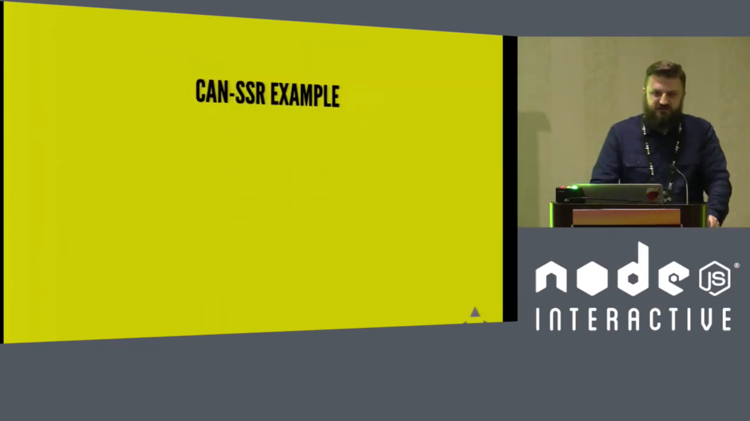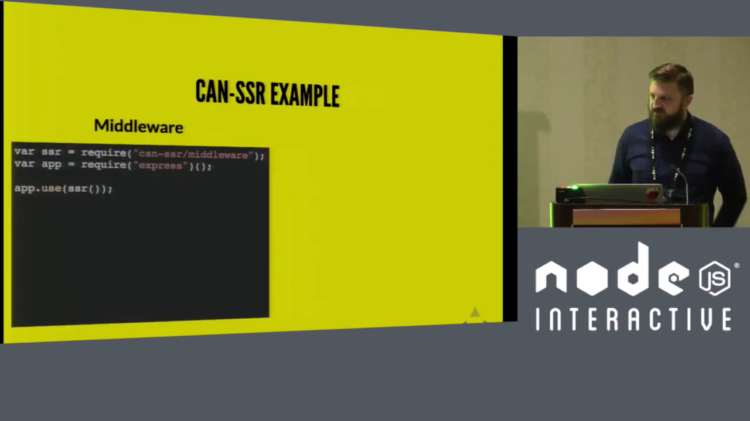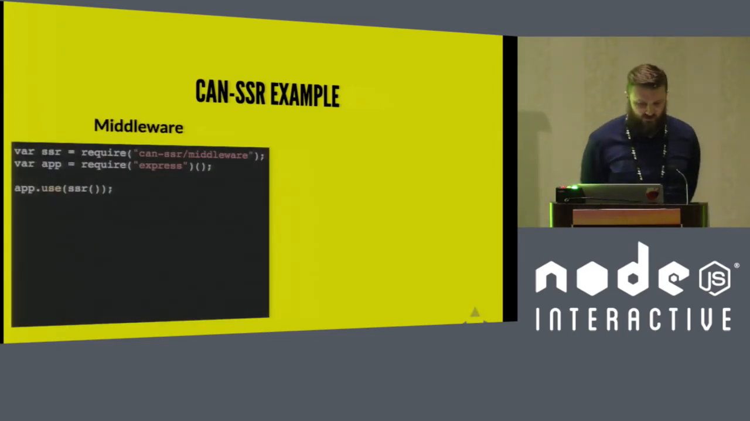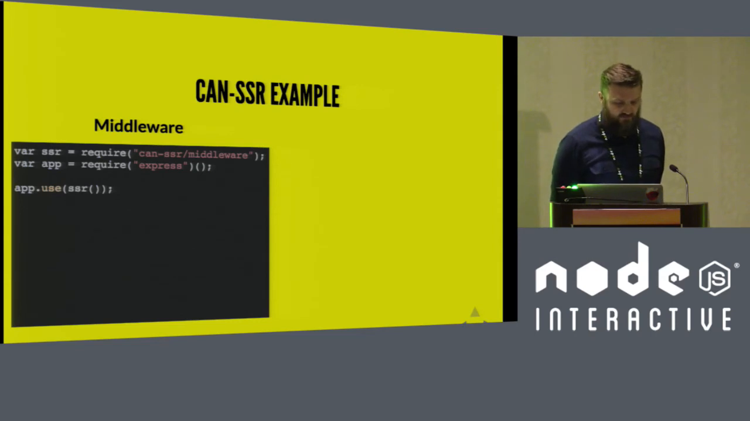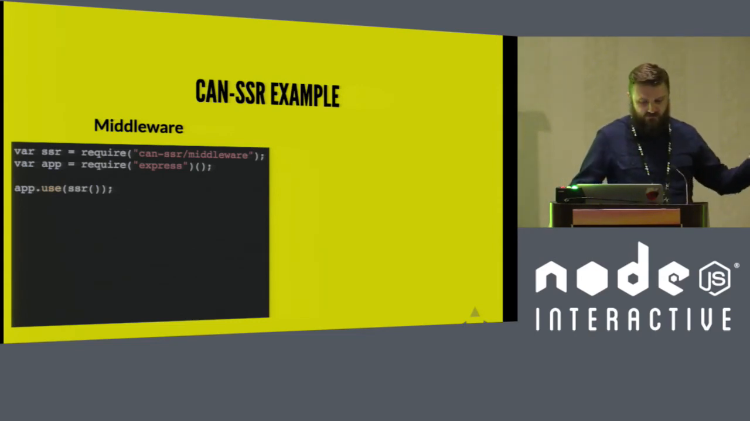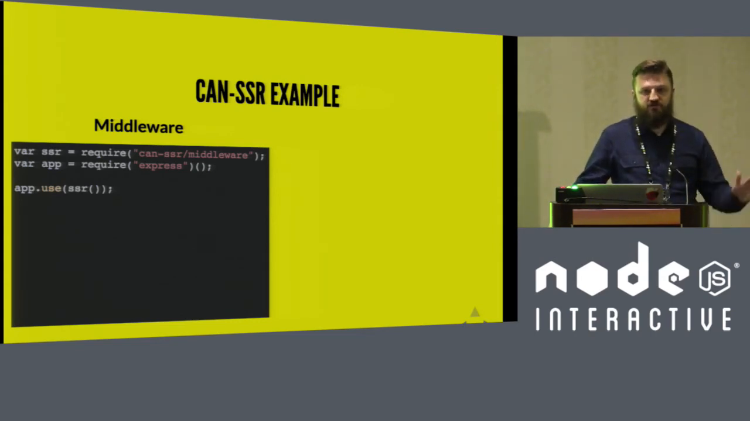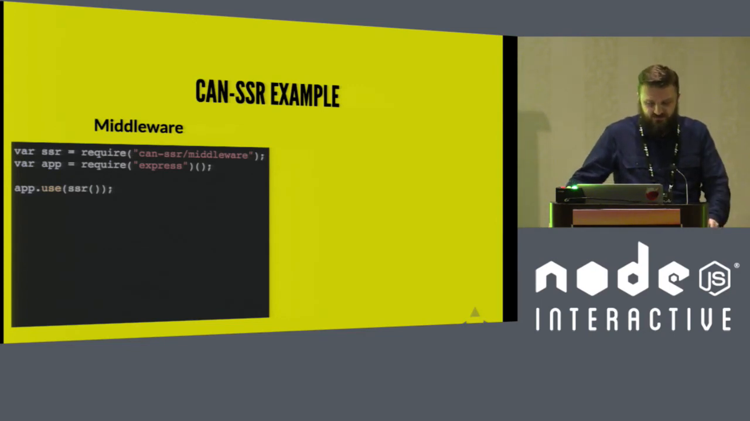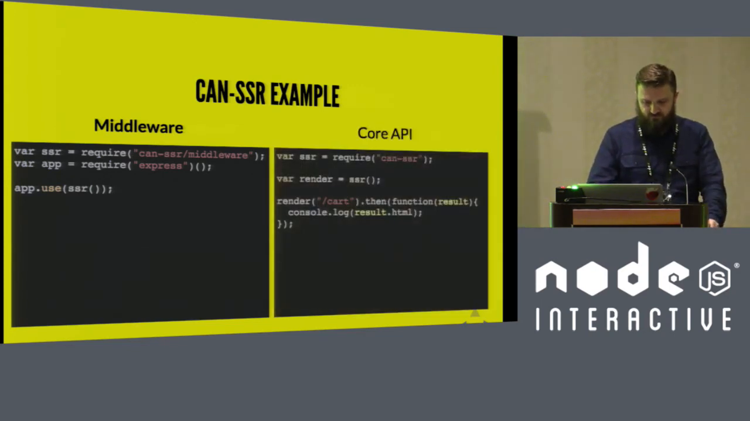This is an example of using CanSSR. It's very simple. This is with Express middleware. You just directly require the CanSSR middleware, create an Express app, and then use the middleware. That's it. There's no defining of any routes or anything like that.